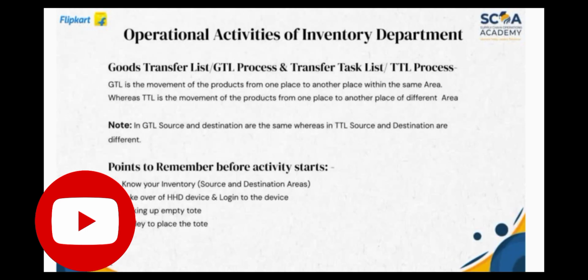Operational activities of inventory department. GTL is the movement of the products from one place to another place within the same area, whereas TTL is the movement of the products from one place to another place of a different area. Points to remember before activity starts. Know your inventory, source and destination areas. Take over the HHD device and log in to the device. Pick up an empty tote and a trolley to place the tote.